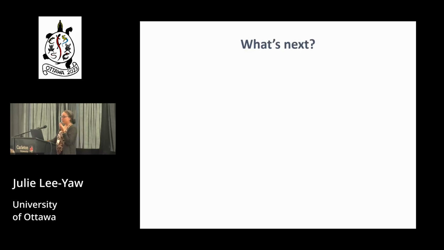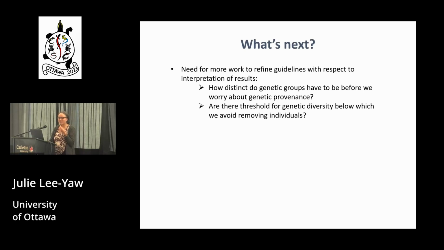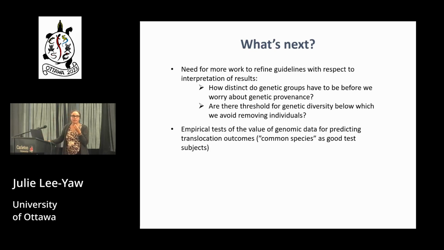I'm just really going to quickly tell you what we've got coming up next. In general, I think for the conservation translocation literature, we've got some big questions like how distinct do genetic groups need to be before we even worry about this? Are there thresholds for genetic diversity that we want to consider before we remove individuals from populations? And then, of course, in our work, we need to have some empirical tests of the value or the role of genomic data in contributing to translocation success.